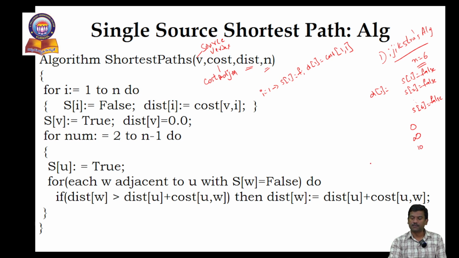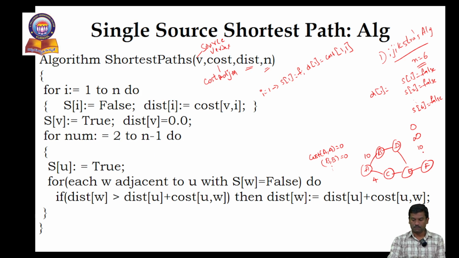What does this mean? For example, this is your source vertex A, and from A we can reach B, and from A we can reach C, and similarly D, E, and so on. There are a certain number of vertices present. So from A to reach B the edge cost is 10, and from A to reach C the edge cost is 4. Here cost of A comma A is given as 0. Similarly, cost of B comma B equals 0, cost of C comma C equals 0.